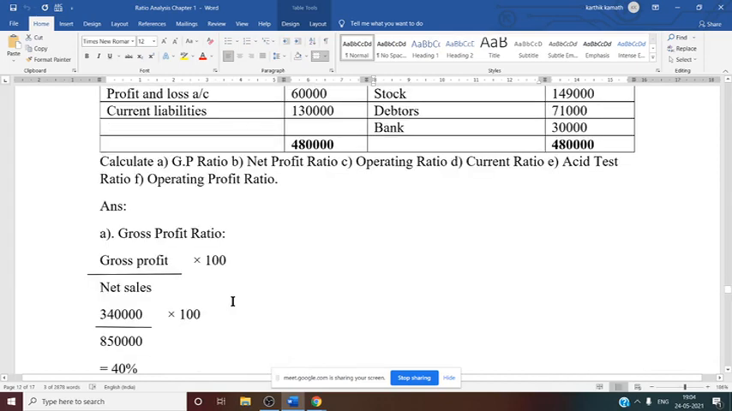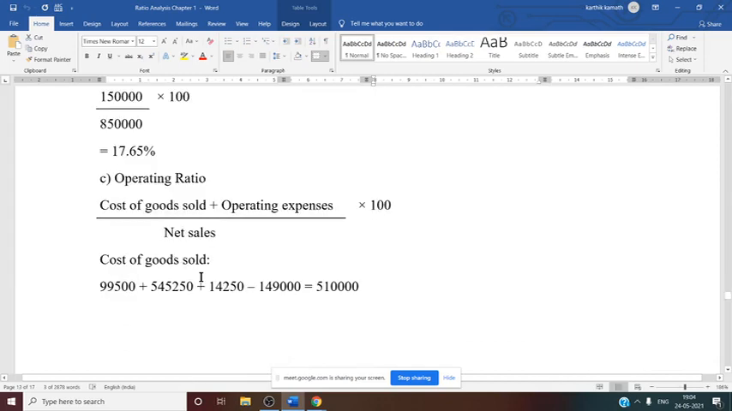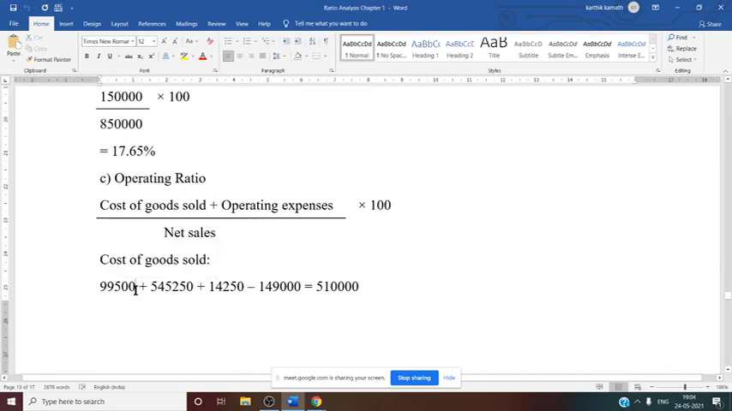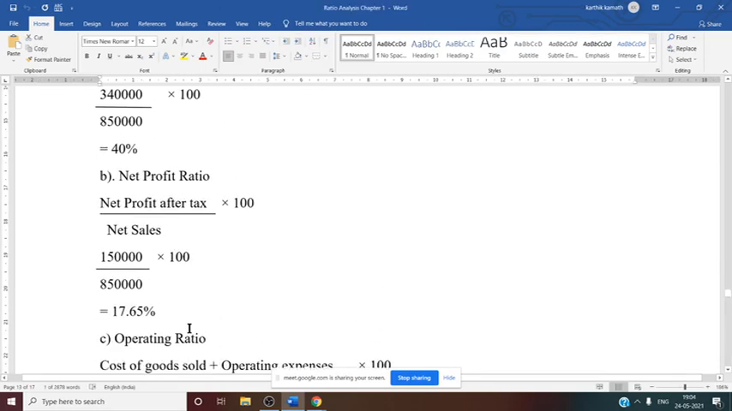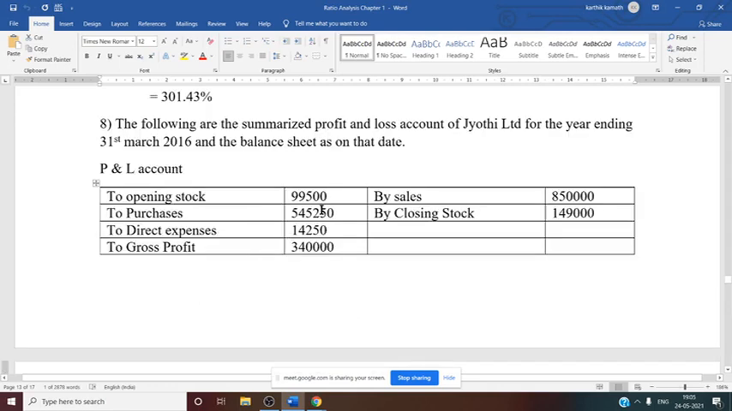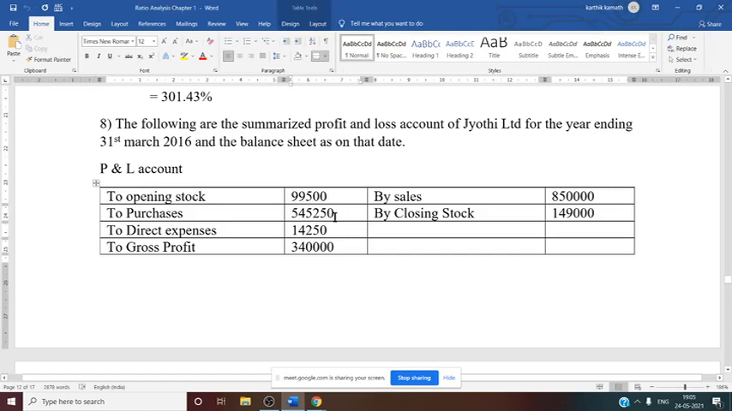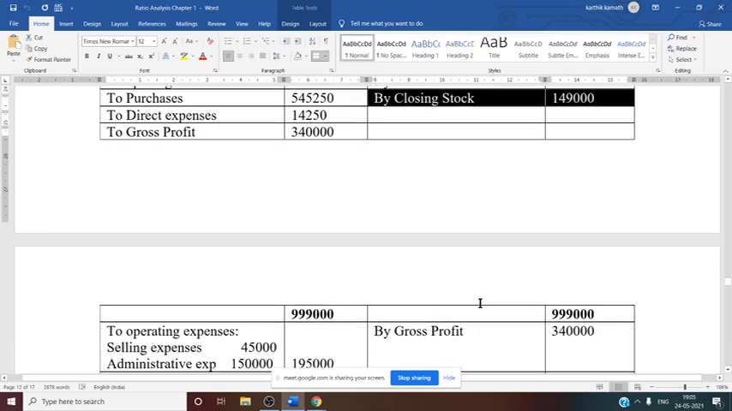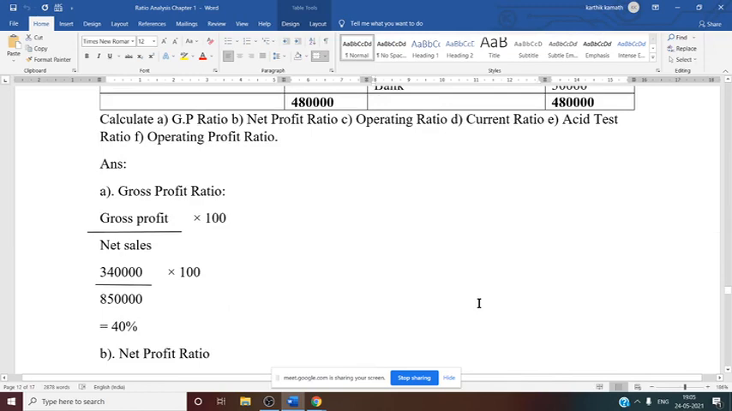So now let us see how to get the cost of goods sold here. Cost of goods sold, first one we got 99,500. So this 99,500 is nothing but, if you see the question, opening stock plus purchase. So purchase amount is 5,45,250. Similarly, direct expenses also you need to add, that is 14,250. Then from these three items you need to deduct the closing stock amount. What about sales? Sales doesn't come. So closing stock amount 1,49,000 you need to deduct in order to get the cost of goods sold.